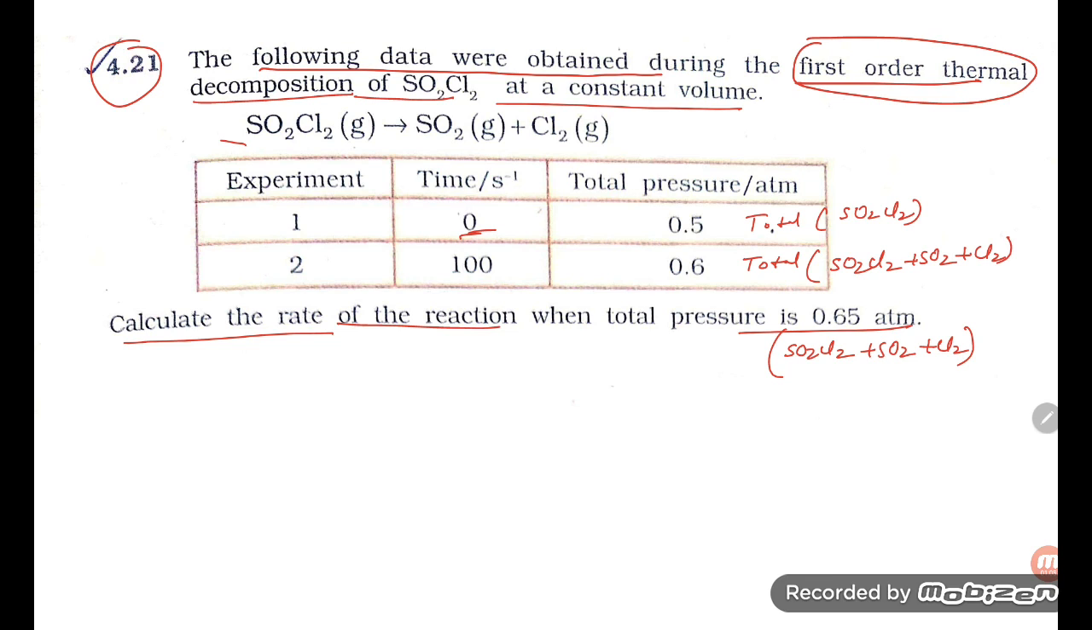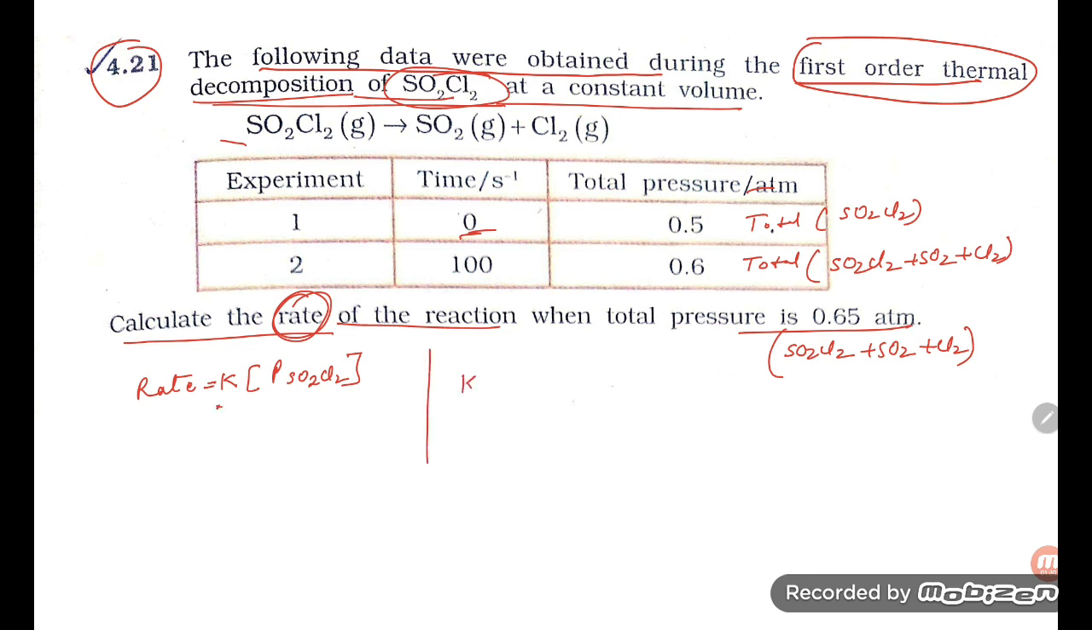Now students, they are asking about the decomposition of SO2Cl2. The following data were obtained during the first order thermal decomposition. Now, they are asking what, students? The rate. Okay, so how can you write the rate, students? Rate is equal to K in bracket, what is the pressure they have given? ATM, so it is the partial pressure of SO2Cl2, students.